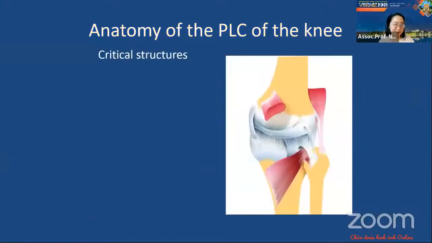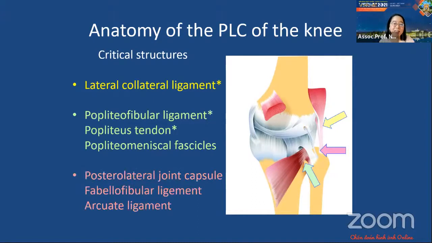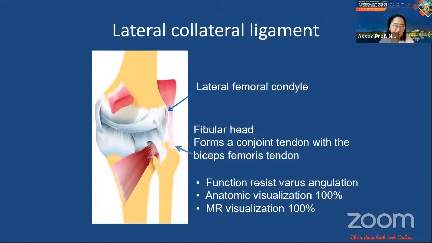So I would like to simplify it, and we will focus on the structures we really need to know during surgery. First of all, the lateral collateral ligament. Another group is the popliteal fibular myotendinous unit, which comprises the popliteal fibular ligament, popliteal tendon, and popliteal meniscal fascicles. And then the last one is the posterior lateral joint capsule, as well as the fabellofibular ligament and arcuate ligament. So let's look at these structures one by one.